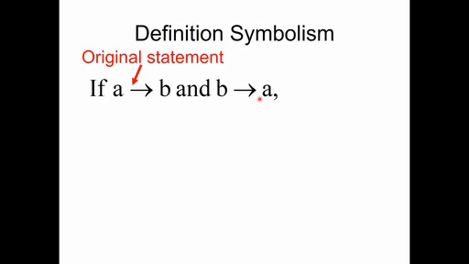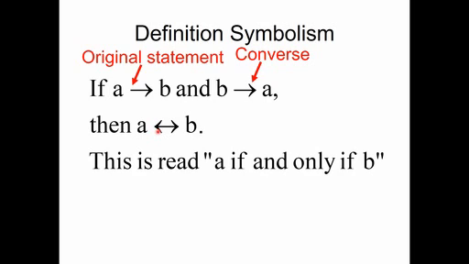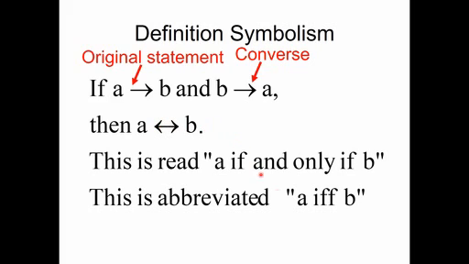So some symbolism of definitions. So if A implies B and B implies A, so the original statement and the converse, well, then what must be true? Well, this is how we write it: A implies B and B implies A. We read it a little differently, though. We say A is true if and only if B is true. It's abbreviated like this: A, if and only if B is true.